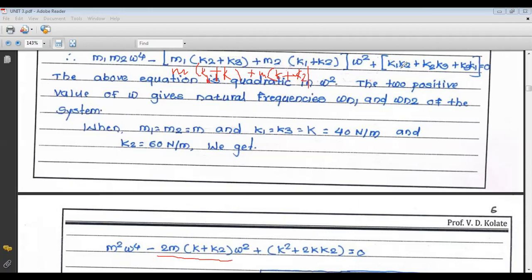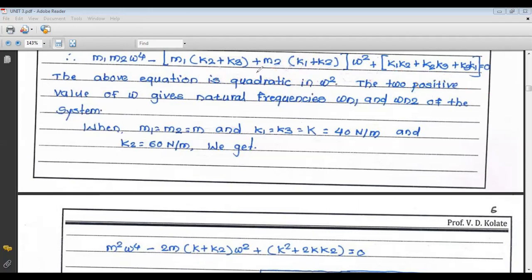now what is the value of K1 K2? So K1 into K2 becomes K K2. What is the value of K2 plus K3? So K2 K3 becomes K K2, again the same. And what is the value of K3 K1? So K3 into K1 is K into K, K square. So that becomes K square plus K K2 plus K K2, that becomes 2 K K2, is equal to 0.